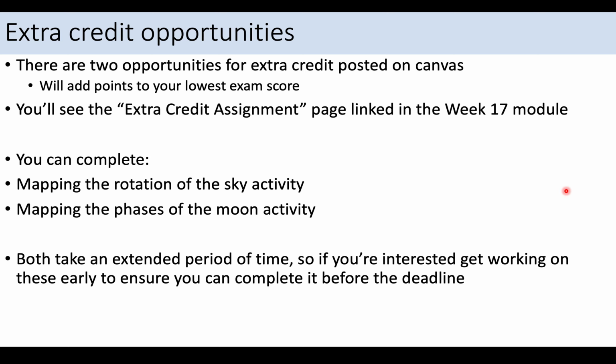You'll see there's an extra credit assignment page that's linked in the week 17 module because it'll be due in week 17. So if you scroll down in the modules, you'll see that extra credit assignment link, and it will give a little more detail. It shows the due date, the Wednesday of week 17, so it's actually the class period before your final. And there's two options. So there's mapping rotation of the sky, and then there's also mapping phases of the moon. The directions for these activities are linked there, in the files of Canvas.